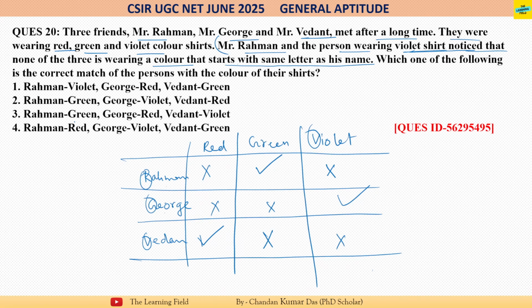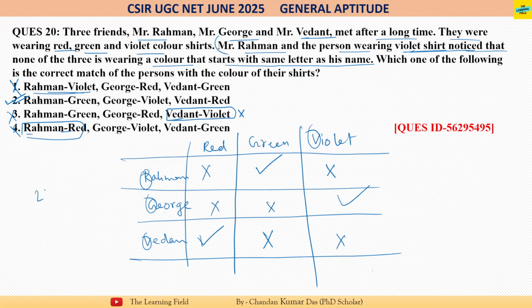So which option is correct? Also, you can see from the options, Vedant violet, same letter. This is not true. And Rohman red, R and R matched. These two options we can discard. And Rohman green, but Rohman and the person wearing violet, that means Rohman didn't wear the violet color shirt. This also we can discard, and we get the correct answer.